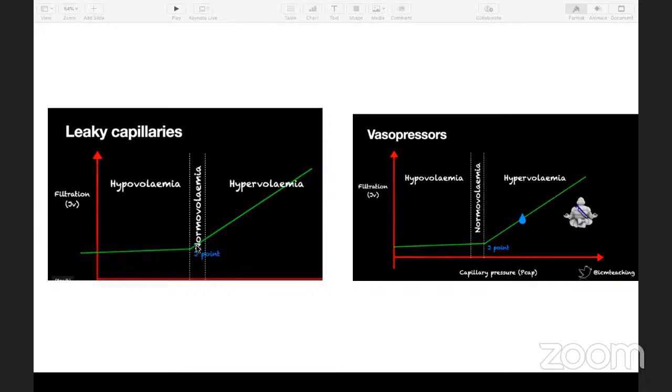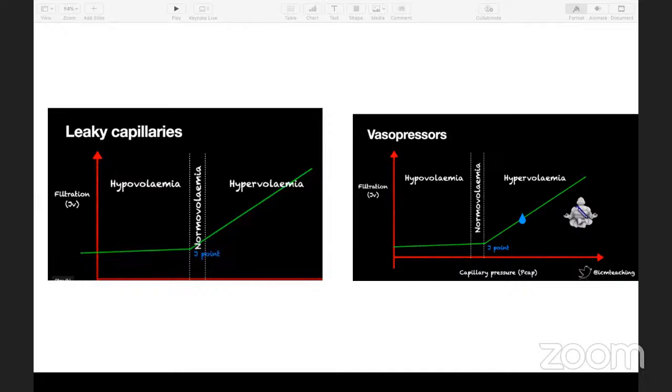Vasopressors, what they do, they try to reduce capillary hydrostatic pressure. Let me just say it, vasopressors reduce capillary hydrostatic pressure. And from our septic patient with the leaky capillaries, with the curve shifted to the left, the vasopressors will try to reduce the hydrostatic pressure and bring it back to normal values and try to mimic the normal state. That's what our vasopressors will do.